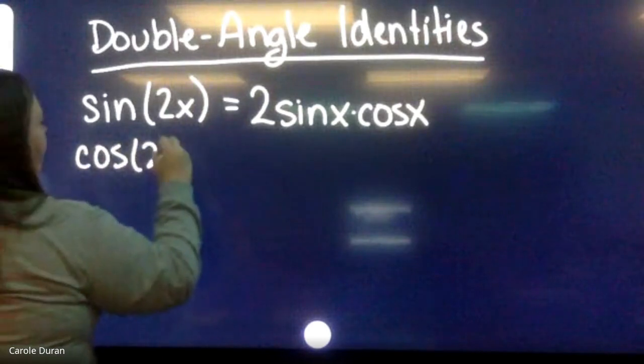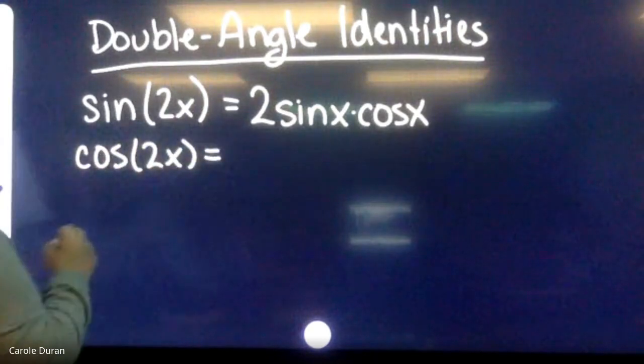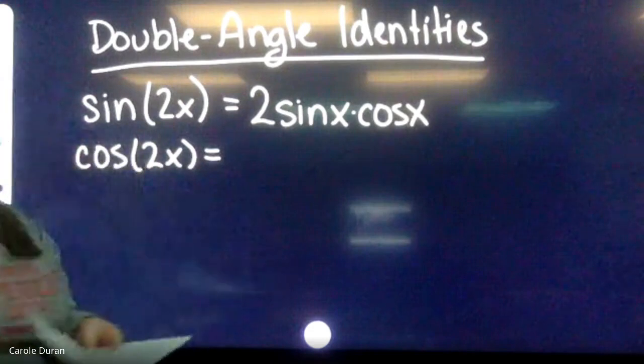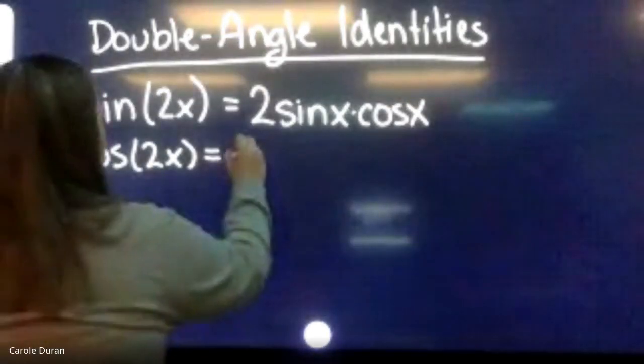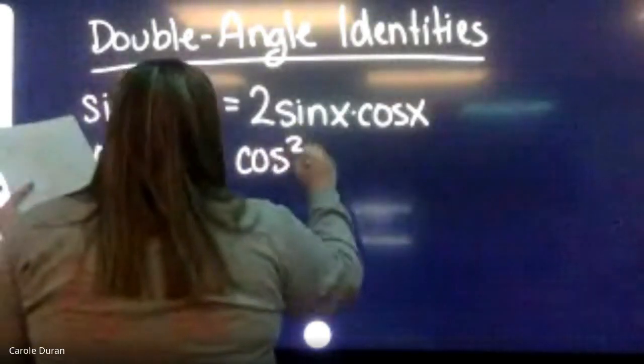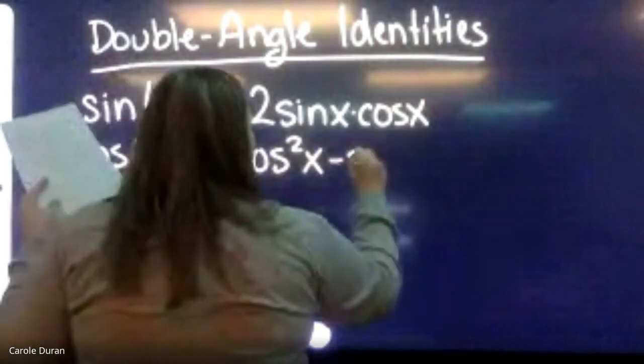The next one we have is cosine of 2x. There are actually 3 identities for cosine of 2 times an angle. We're going to list all 3 of them. So the first one is cosine squared of x minus sine squared of x.